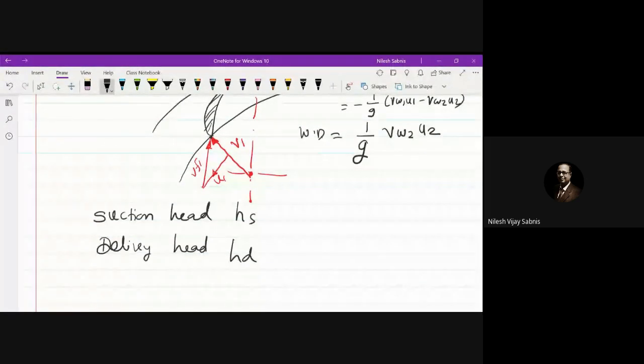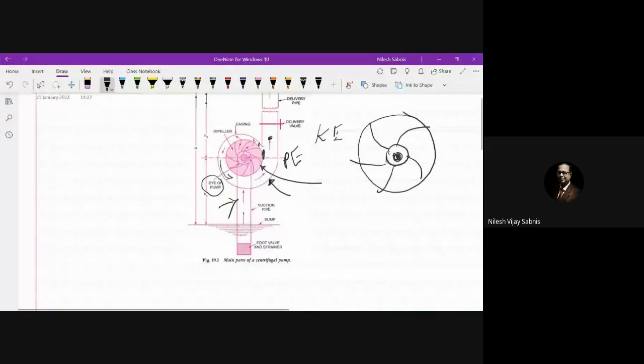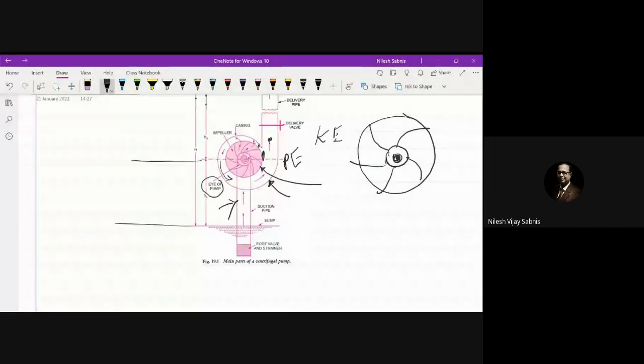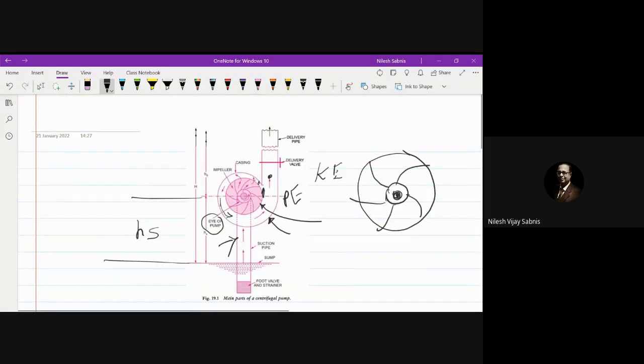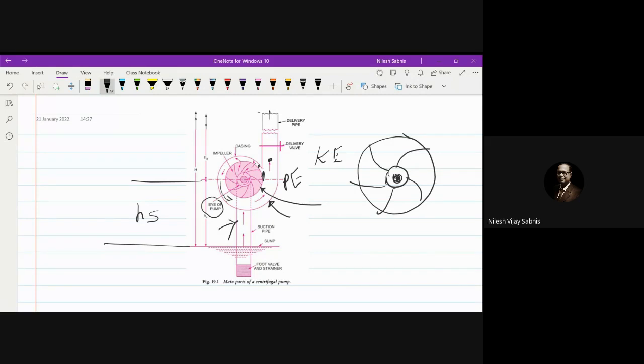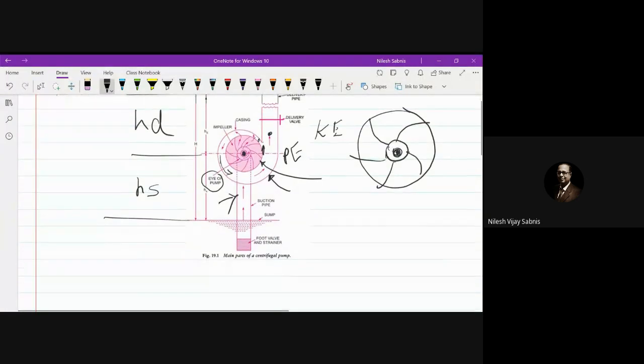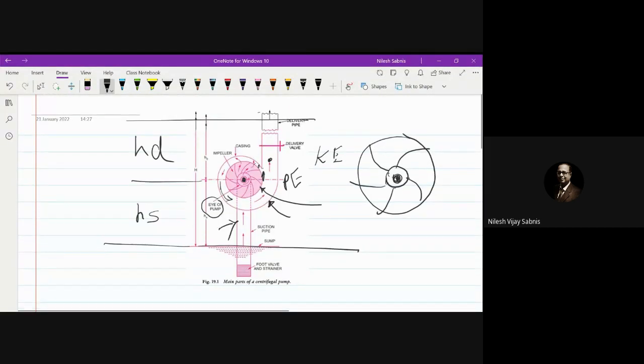Means if we see in the diagram, from here to here, from the water level to the center, this is hs, and the vertical distance between the center line of the pump and the water surface in the tank where we are sending the water, if suppose here is the total maximum height, then it is hd. So we are measuring the distance from the center of a pump. Below this height is the lower level of water. This is the highest level of water. In between, we are measuring the distance.